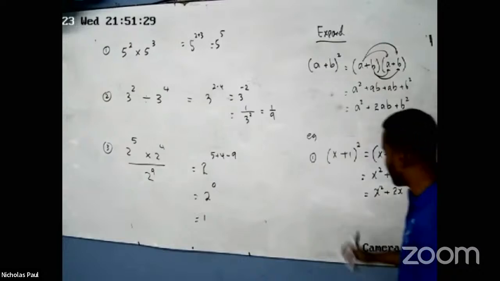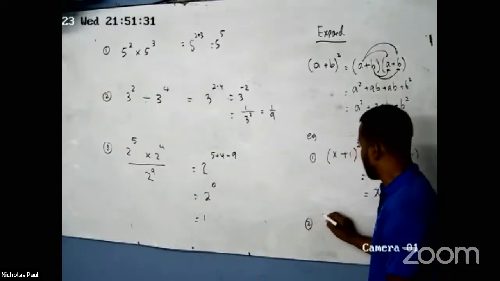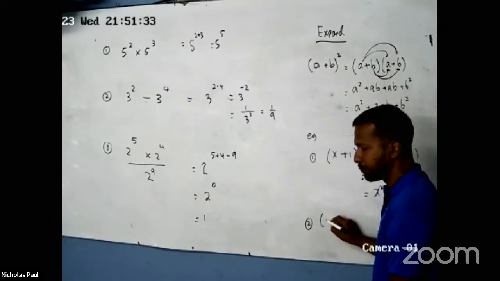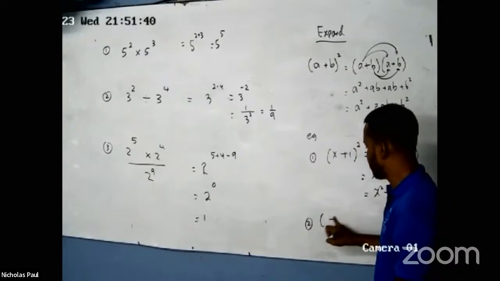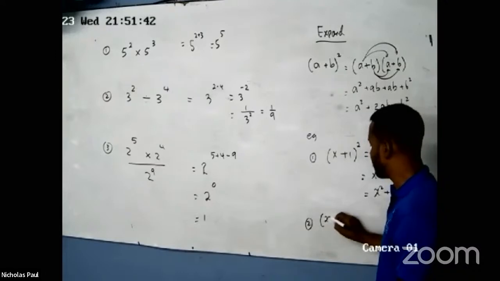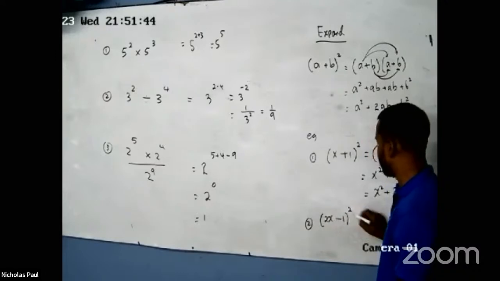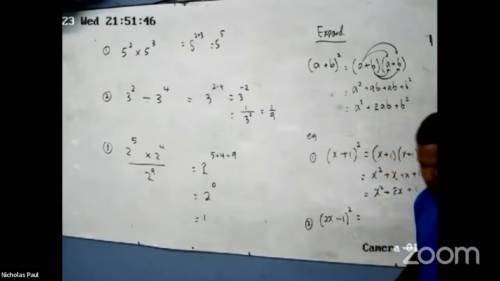Let's do one with the minus sign on with that. I'm going to say take (2x minus 1) squared. Not too hard.